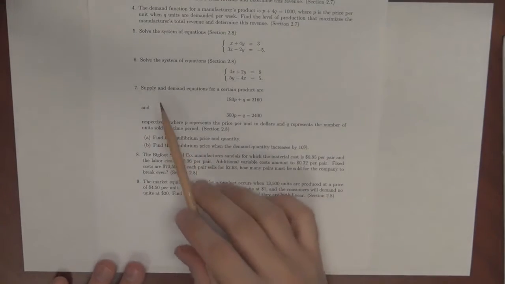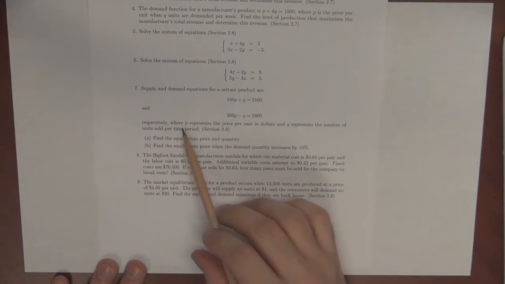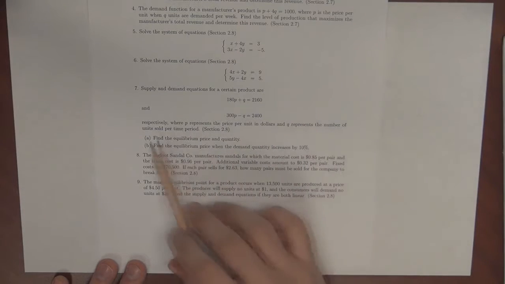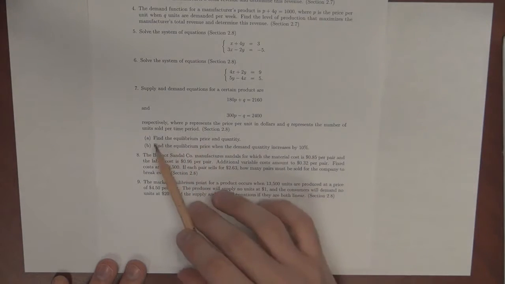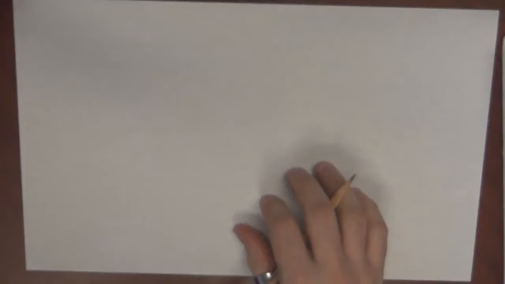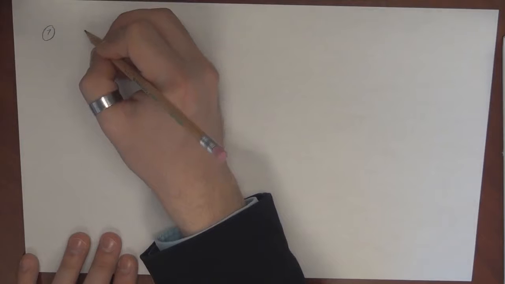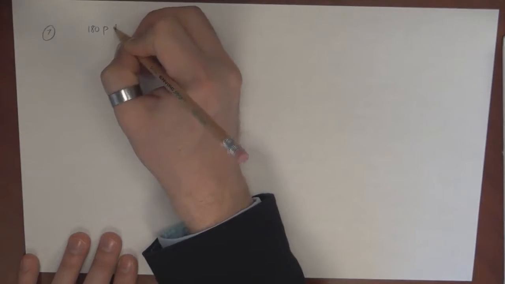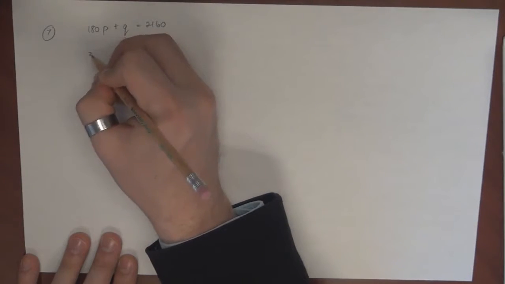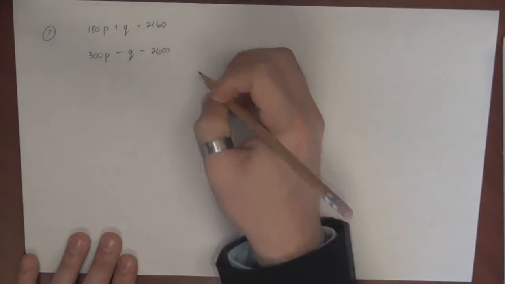For number 7, supply and demand equations for a certain product are given here, where P represents the price per unit in dollars and Q represents the number of units sold per time period. Find the equilibrium price and quantity. Just another way of asking, solve the system. So I have 180p plus Q equals 2160, and my other equation is 300p minus Q equals 2400.